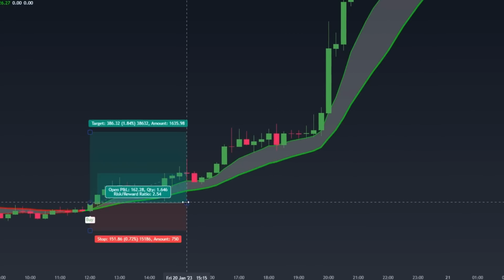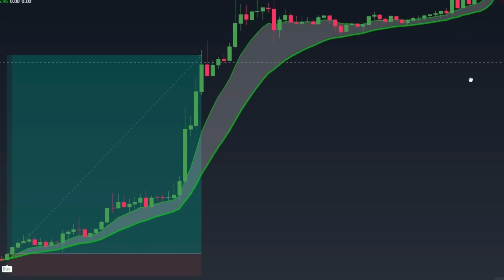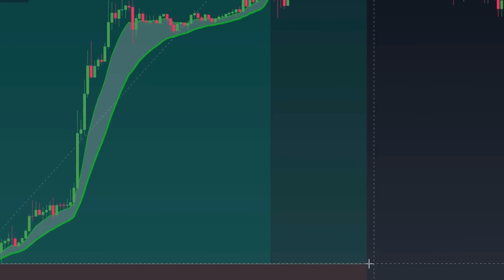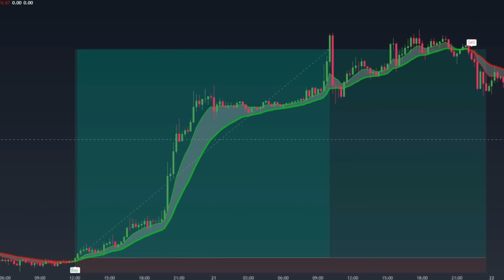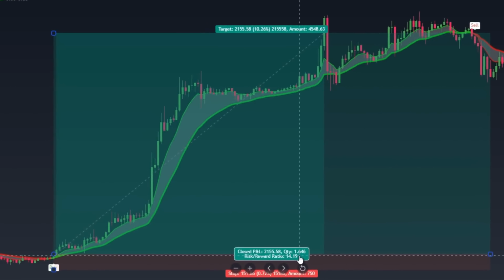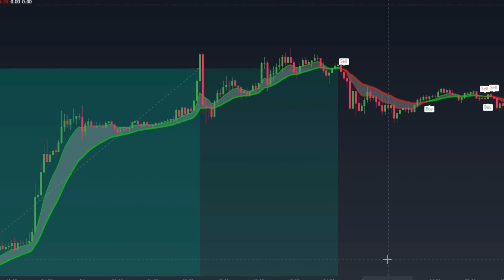And we will only exit out of long trade when the signal lines turn red. Additionally, you can use the trailing stop loss to lock in the profits as you move your take profit. With this one indicator, we managed to get this long trade. Now to enter short, we can follow this short signal and enter the trade.